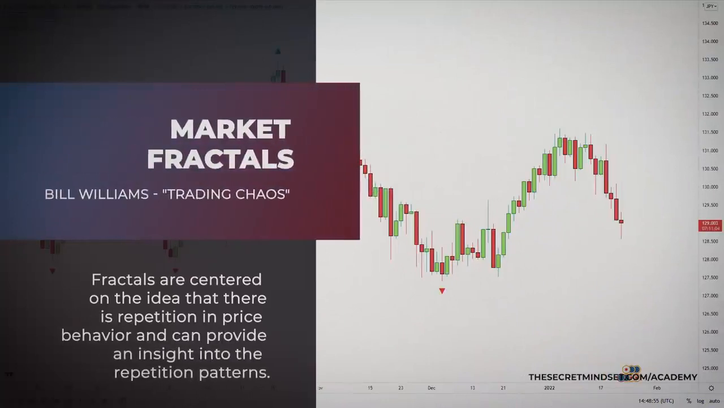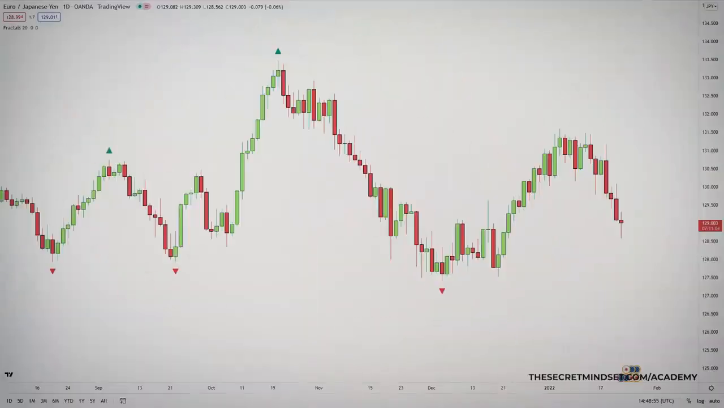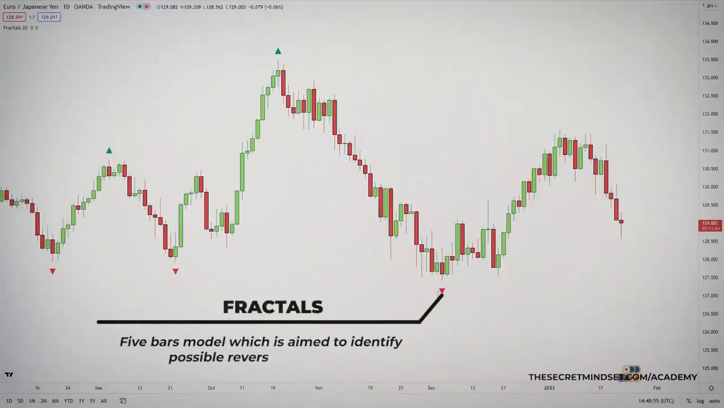Fractals were introduced by Bill Williams in his book Trading Chaos. Fractals are centered on the idea that there is repetition in price behavior, and they can provide an insight into the repetition patterns. The indicator usually looks like a 5 bars model, which is aimed to identify possible reversal points and detect the direction of price.